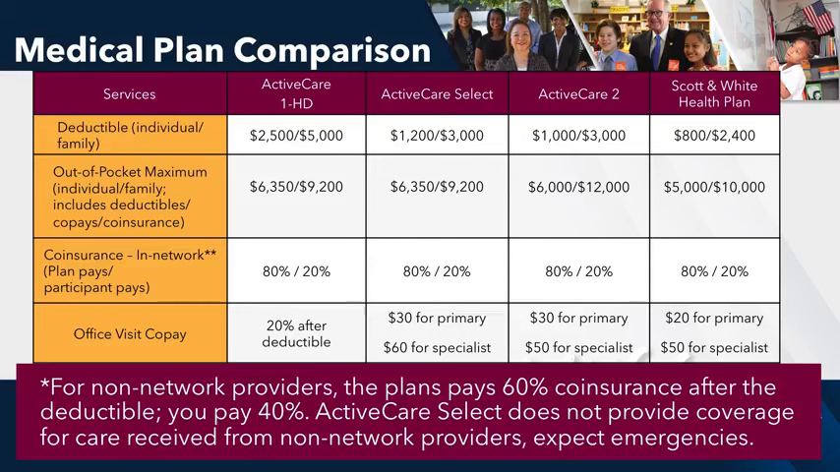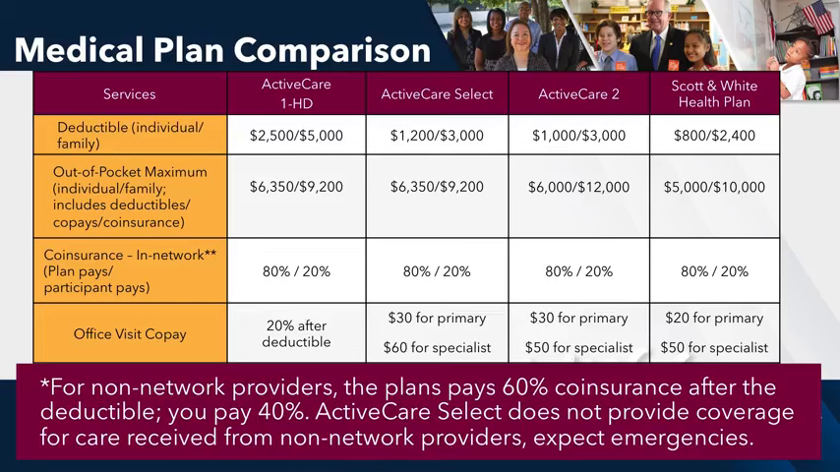Coinsurance. The percentage of medical expenses that you and the plan share. For example, the coinsurance amount when using network providers for all plans is 80-20. This means that the plan pays 80% and you pay 20% after any applicable deductible.